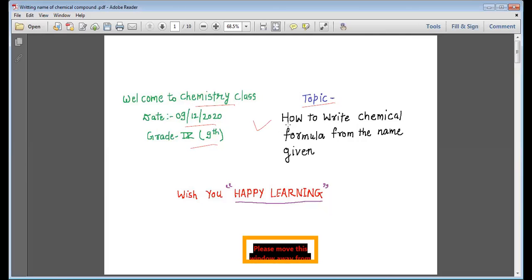The topic today we want to discuss is how to write the chemical formula from the name given. So my dear students, I wish you happy learning and let's move forward.